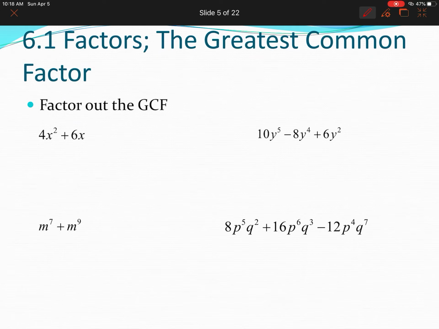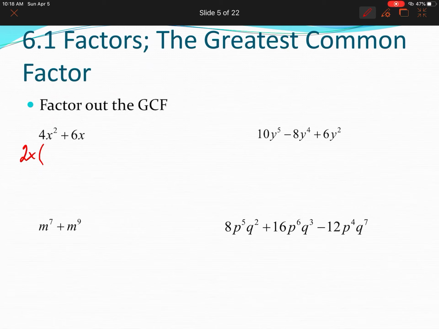So here's how it works. We're going to take this binomial, 4x squared plus 6x, and first identify the greatest common factor between both of those terms. Hopefully you look at that and know that 2 goes into 4 and 6, and you see an x in both terms, so 2x must be the greatest common factor. Now, here's how this works. We're going to bring that out to the front, and open a set of parentheses.